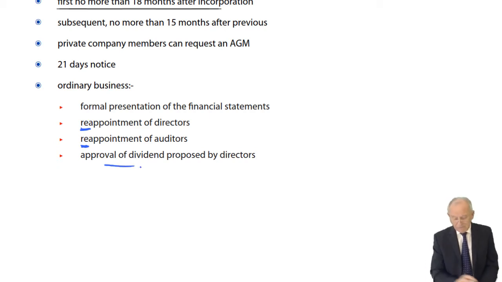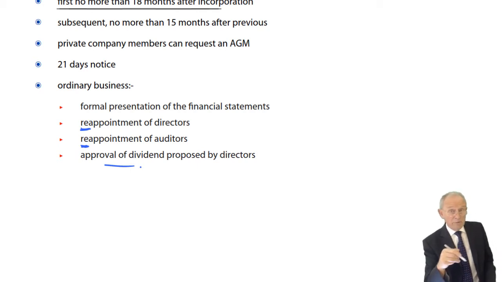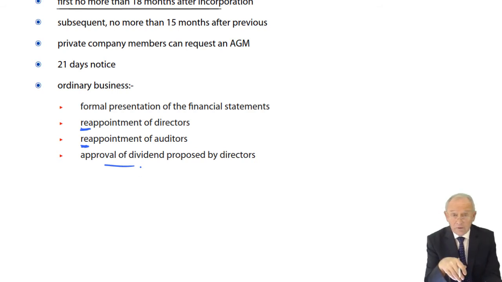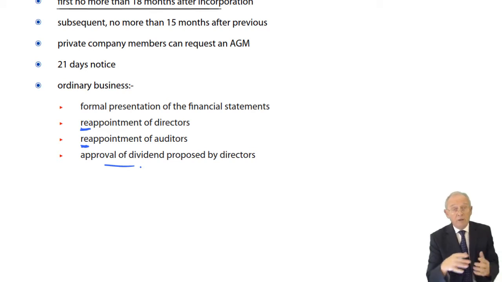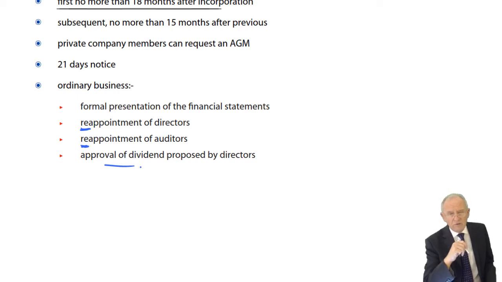And finally, the approval of the dividend that has been proposed by the directors. When the directors are approving these financial statements, they've already been prepared by the chief financial officer and the accountancy team, the finance department. These are presented probably by the chief financial officer to the board of directors, and he says, have we had a super year? But now we have to think about what dividend to propose as being payable to the members. So the directors will discuss it and say, well, last year we paid 2 cents in the dollar, 2 cents per share.